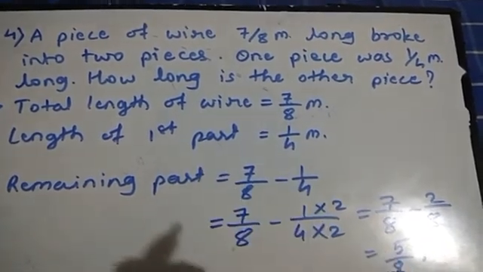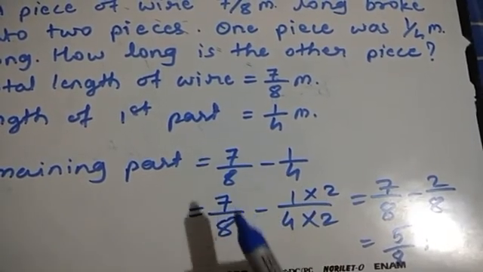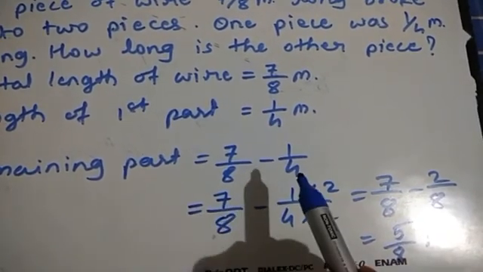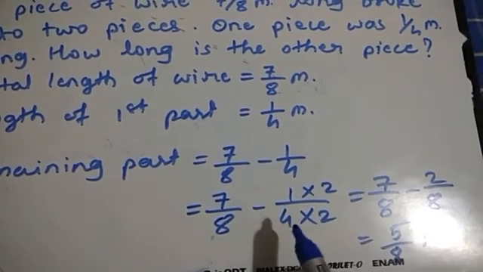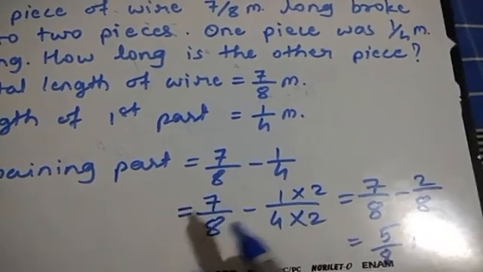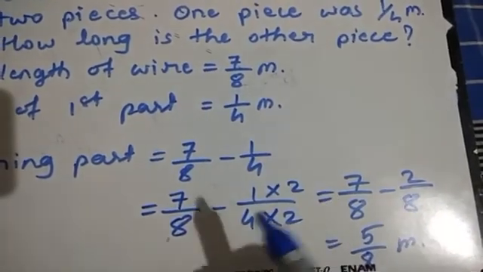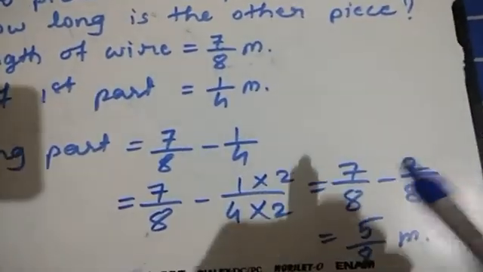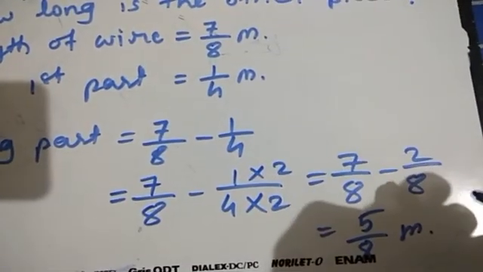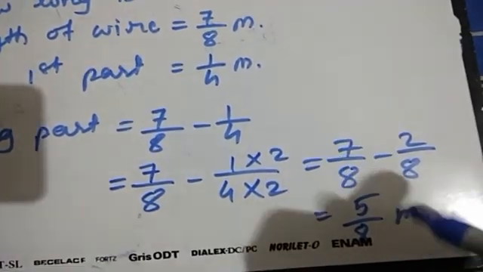Now we need to find out here the LCM. LCM is 8. Therefore 7 upon 8 will remain as it is, minus this 4 will become 8 by multiplying with 2. 4 2s are 8 and 1 2s are 2. Therefore here this 7 upon 8 as it is minus this 2 upon 8. Now 7 minus 2 upon 8, that is 7 minus 2 is 5 and this 8 as it is. Therefore 5 upon 8 meter will be the length of the other piece.